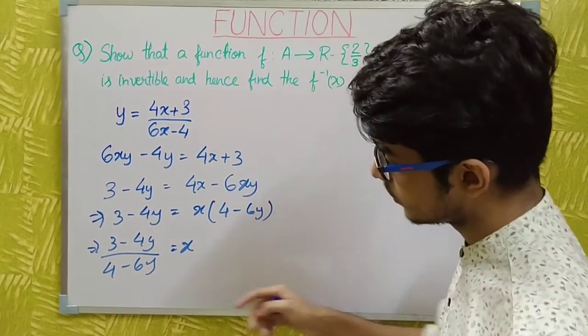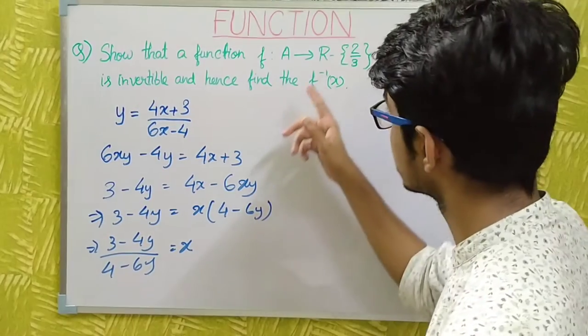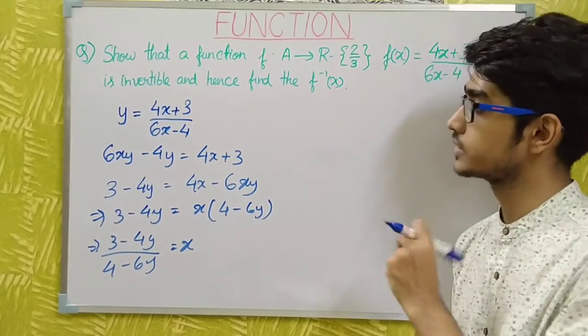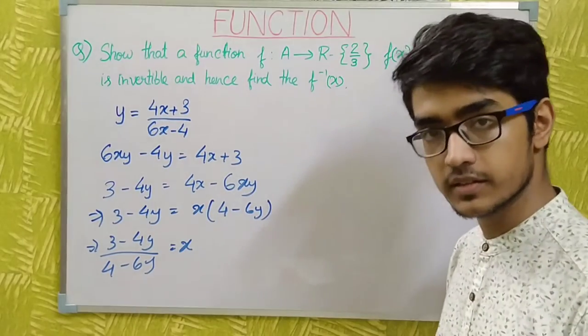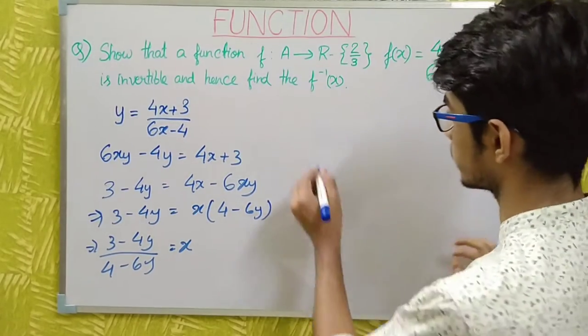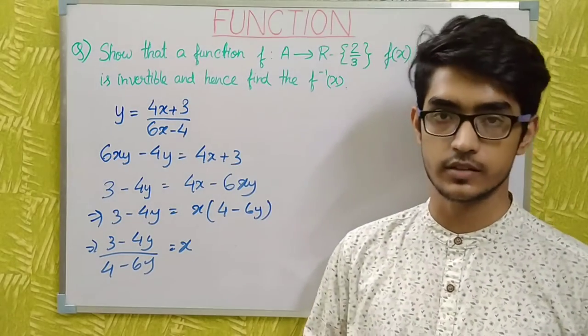Now from here we can see that the range of x is R minus 2 by 3, which is the codomain. Then we can say it is surjective. Hence the function is bijective. So the function is bijective, and I have told you earlier that if the function is bijective, it is invertible.